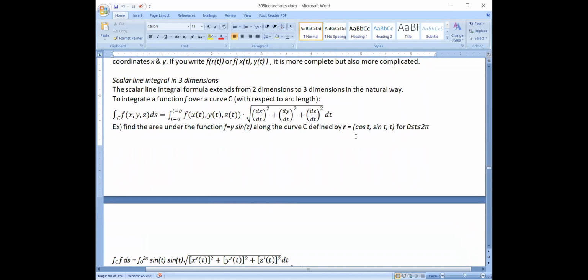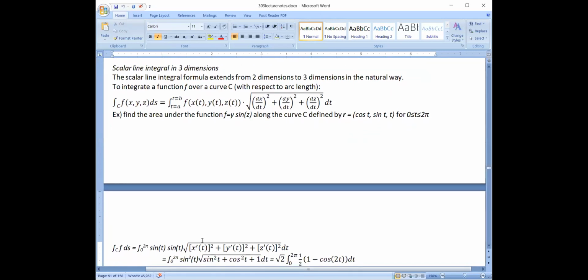So now let's set it up. We already have our parameterization for the curve because that's given by the formula for r. And then we just need to make the parameterization for our function f. So our function f is just y sine z. So it's going to be sine t times sine of t. So there's your function written parametrically. And then we need to convert ds. So ds is just going to be the square root of x prime squared plus y prime squared plus z prime squared. And then the boundaries are given, and those are just 0 to 2 pi.